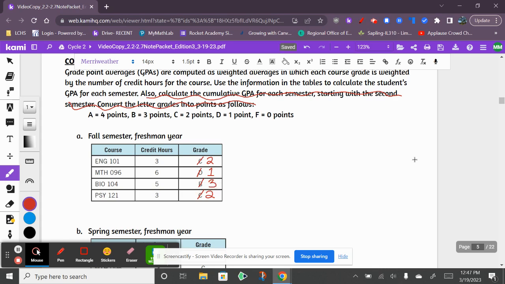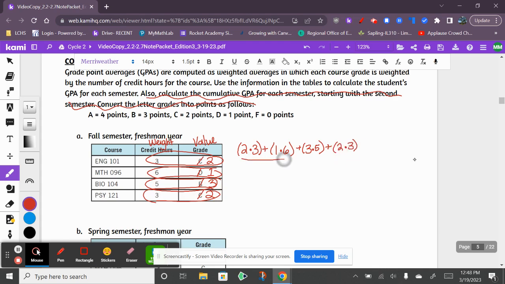When we look here, the weight is the number of credit hours, and our value is our grade. That's really important to remember: the weight is the number of credit hours. So we're going to take each value times its weight. I'm going to take 2 times 3. Then I'm going to do that for the next: 1 times 6, 3 times 5, and 2 times 3.